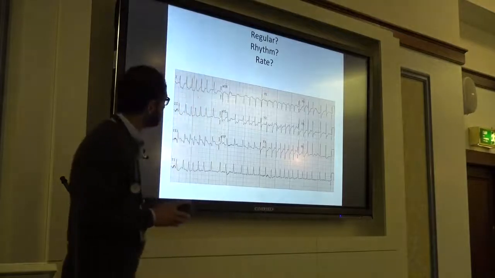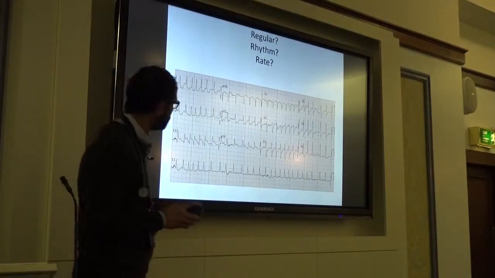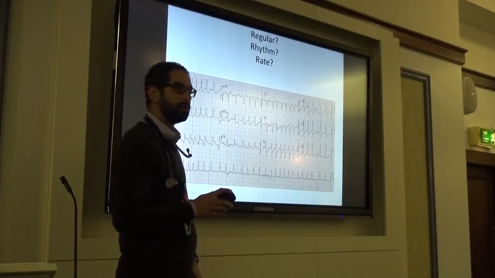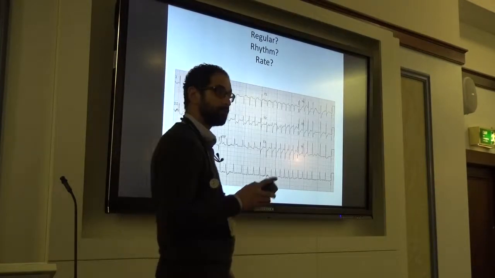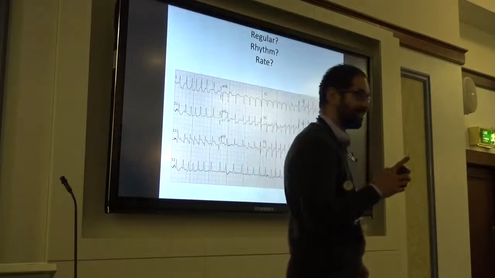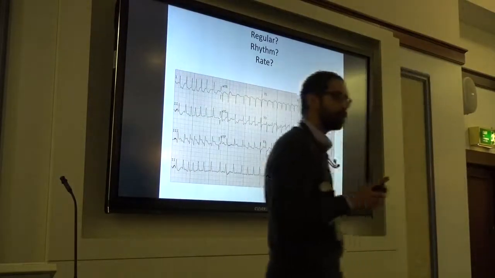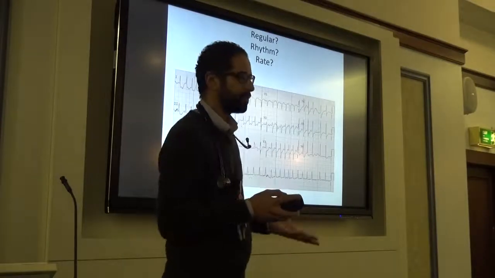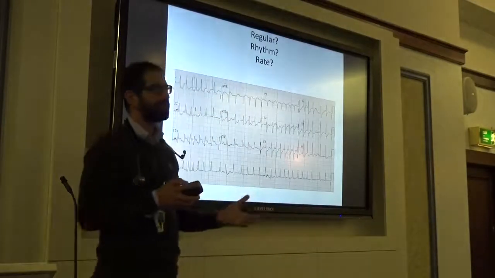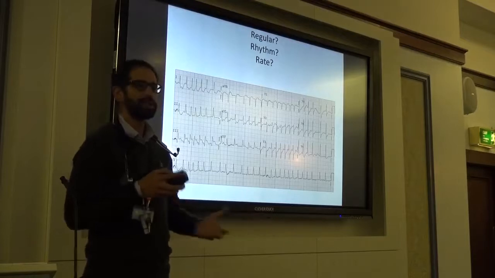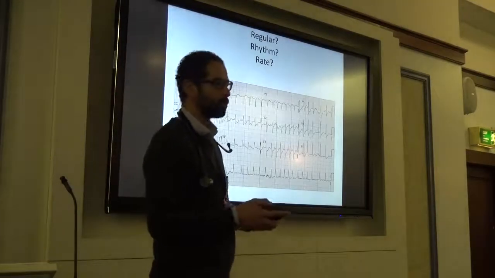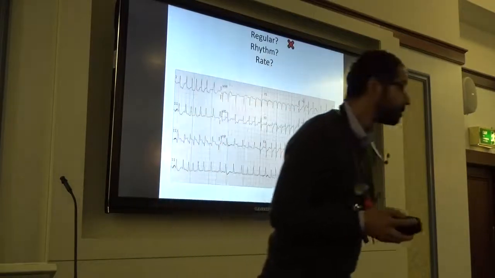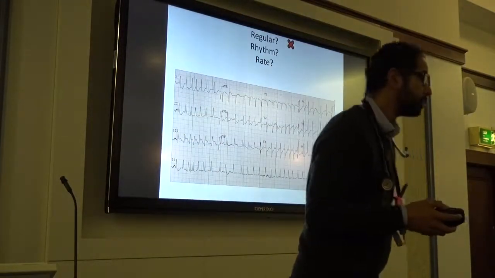Right. So is this regular? No. What's the rhythm? Rhythm, not the rate. So we said if it's irregular, it's usually going to be AF. Just like when you say it's regular, 70% of the time it's going to be sinus. If you have an irregular rhythm, it's usually going to be atrial fibrillation. When you say regular or irregular, what are you defining?